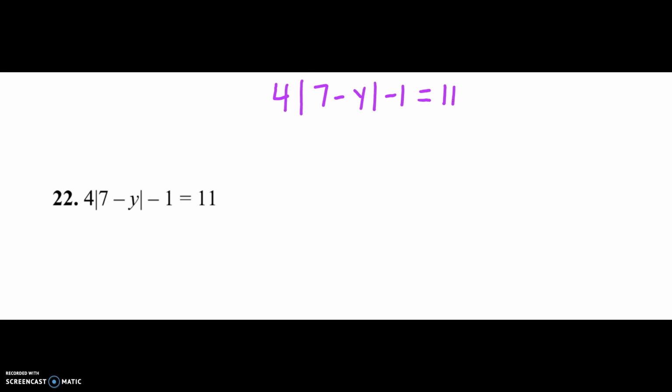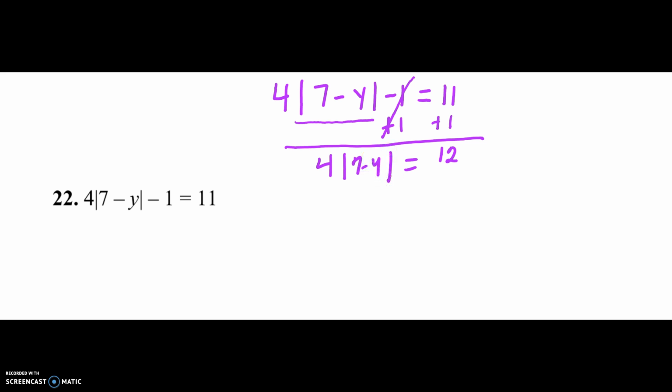So what I want to do first is I want to have this absolute value by itself. So I'm going to go ahead and add 1 to both sides of the equation. And you notice that 1 minus 1 is 0, and 11 plus 1 is 12. Now we have 4 times the absolute value of 7 minus y. We still can't write the two equations that we need to solve this absolute value. So what we need to do next is we have to divide by 4. So we're left with the absolute value of 7 minus y is equal to 3.